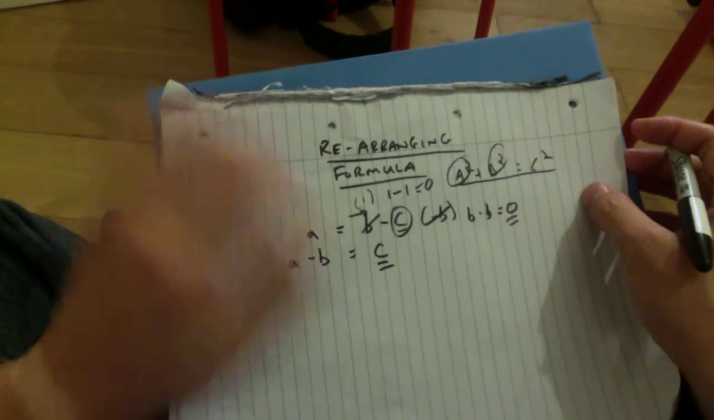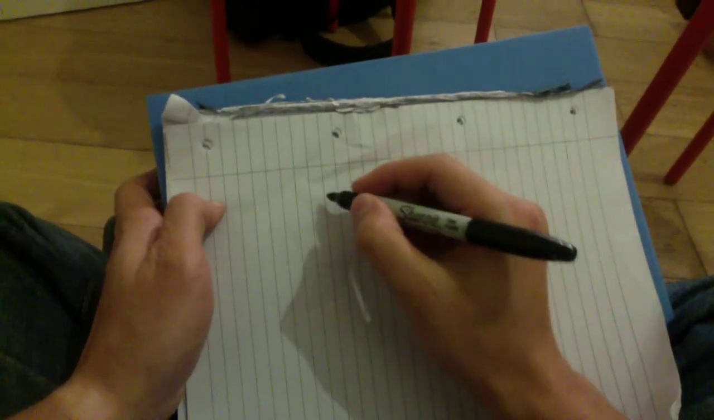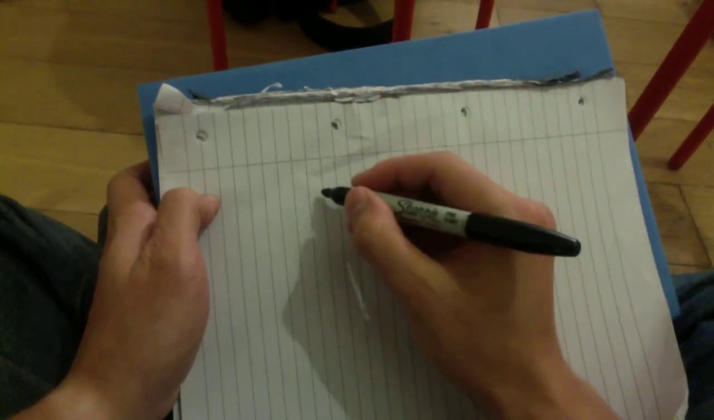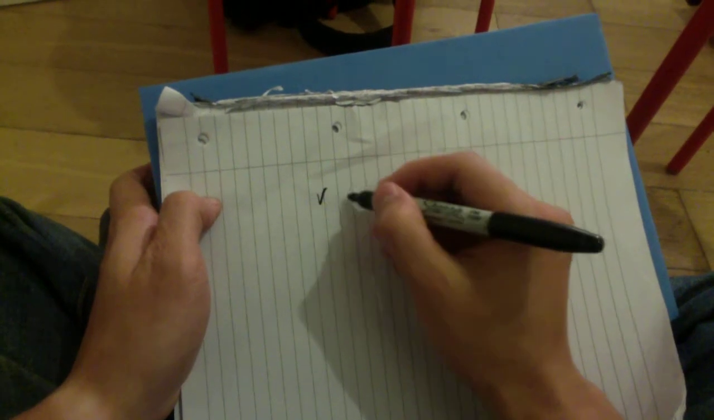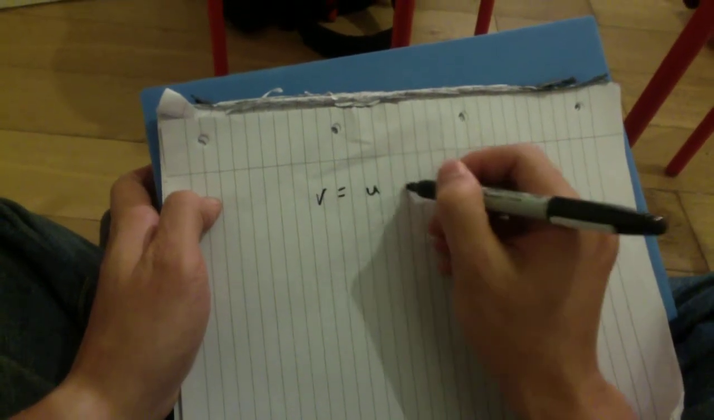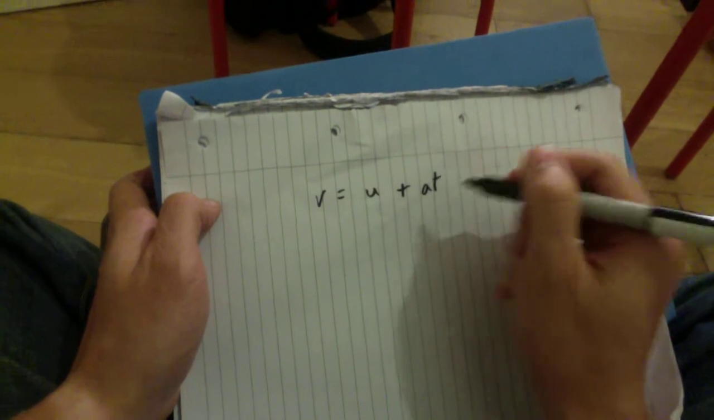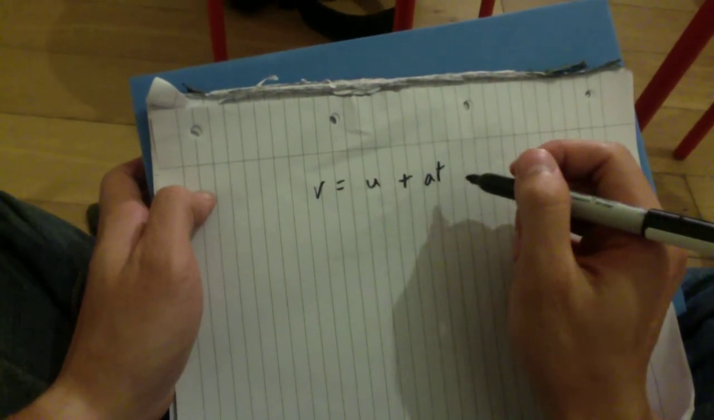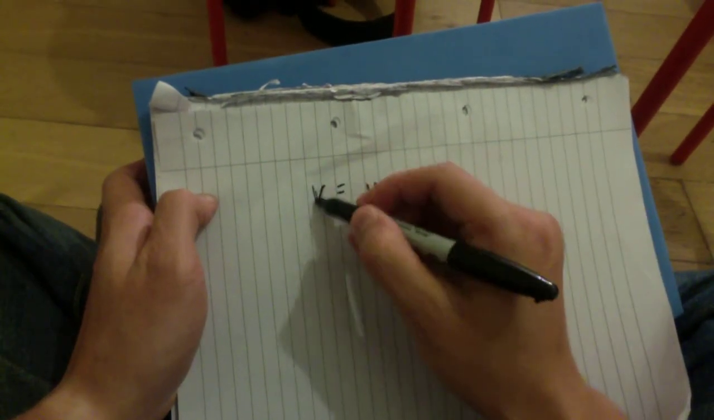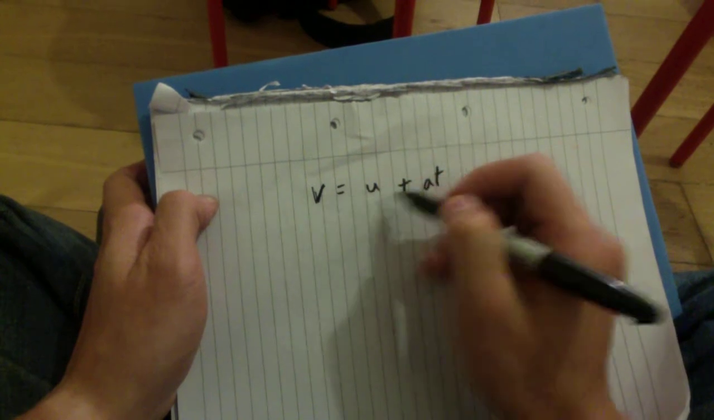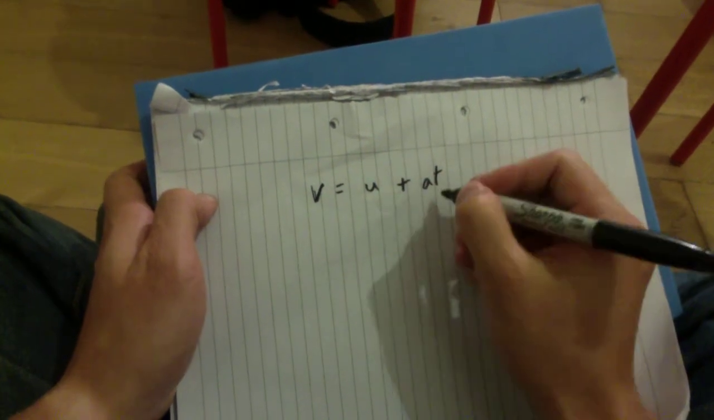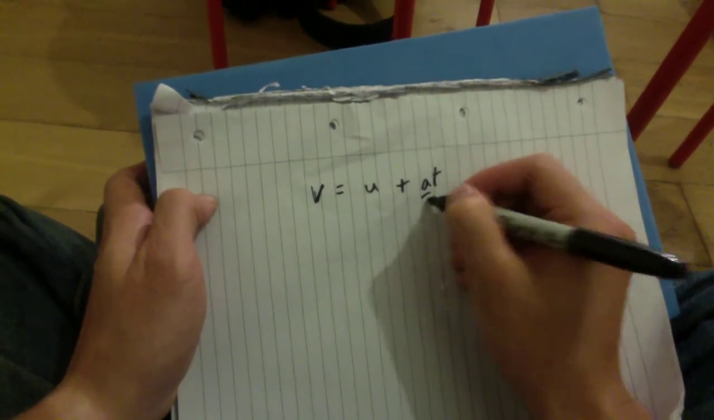Right. Now we're going to go on to how you do this for other formulas. Let's take, for example, the formula v equals u plus at. Say you don't want to work out v. You know that v equals u plus a times t. What happens if you just want to work out what a is? Easy.